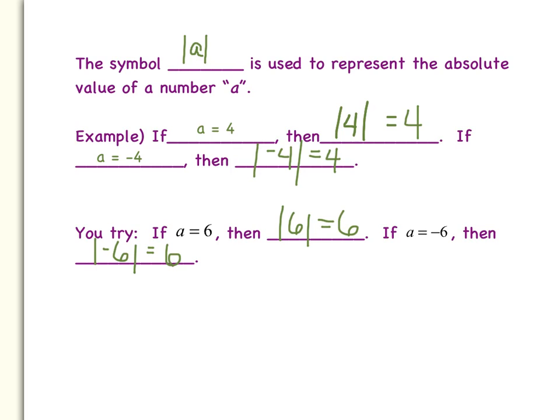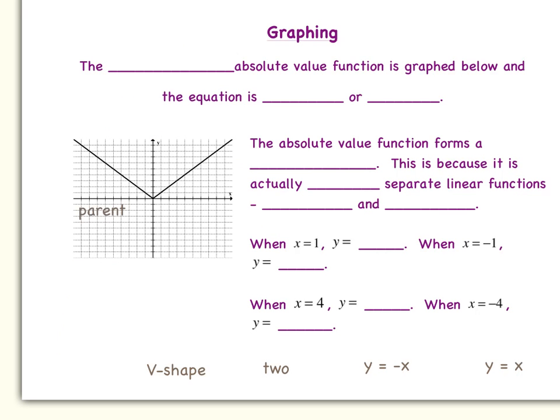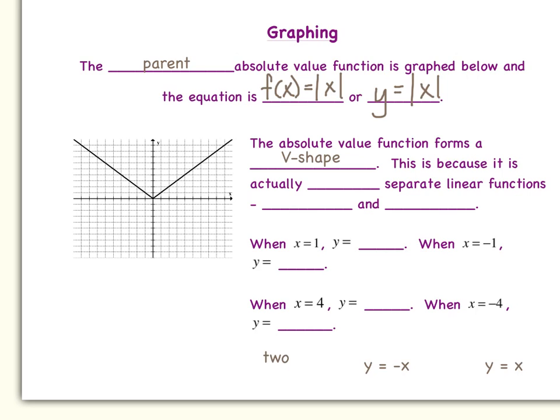Now let's look at graphing absolute value functions. The parent absolute value function is graphed below, and the equation is f of x equals the absolute value of x, or y equals the absolute value of x. Now the absolute value function forms a V shape. And this is because it is actually 2 separate linear functions.